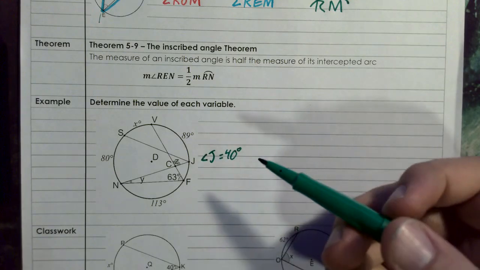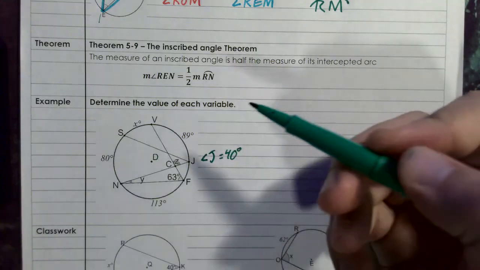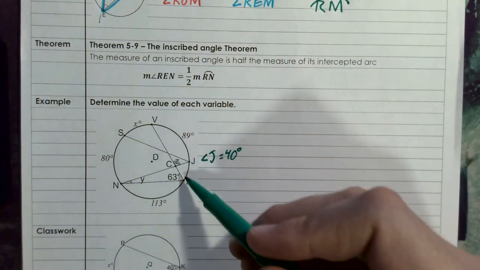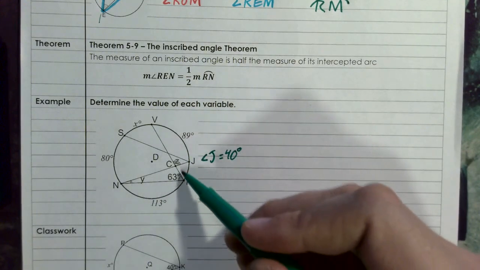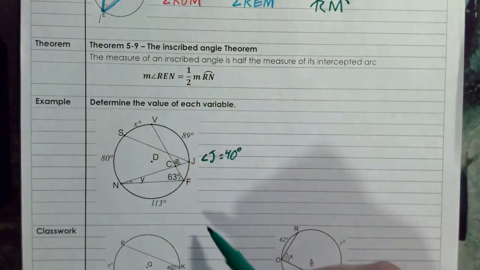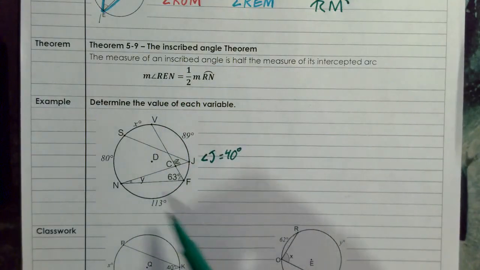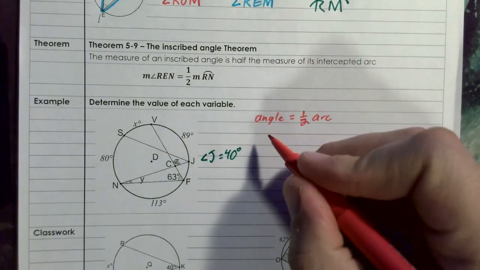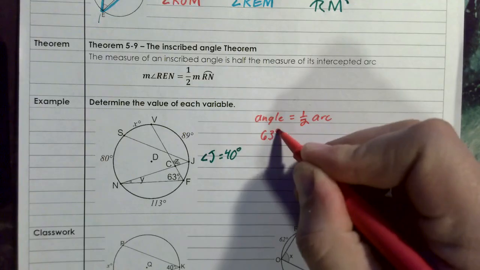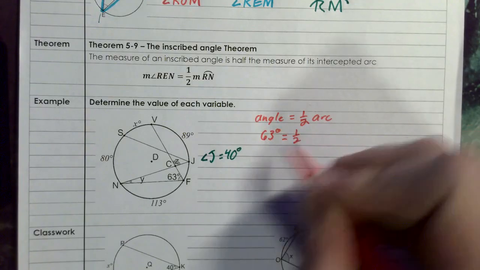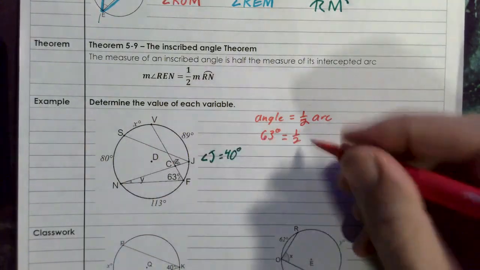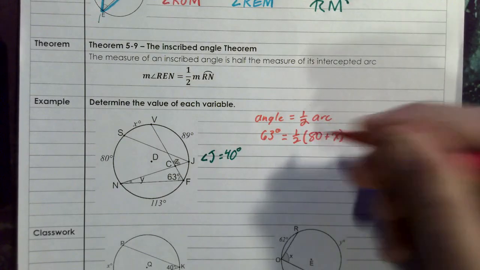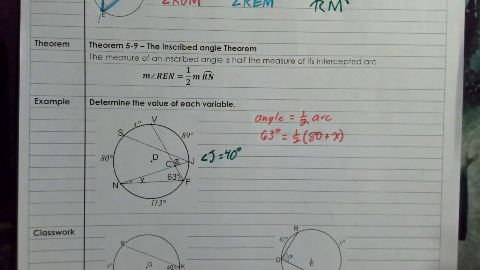Now that's not actually helping me find any of the angles. I'm looking for maybe X. So I've got this big arc here, which is being intercepted by this angle down here. So this is the measure of my angle, and I know it should be half of that arc. So our angle in this case is 63 degrees, and our arc is these two angles added together. So that's got to be 80 plus whatever x is. And now I've got an equation that I can solve for x.